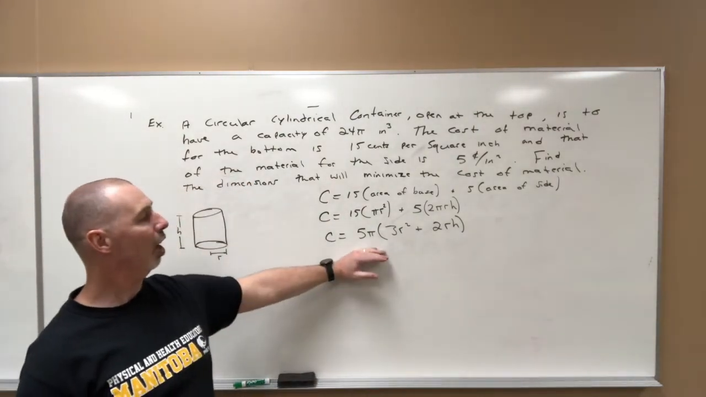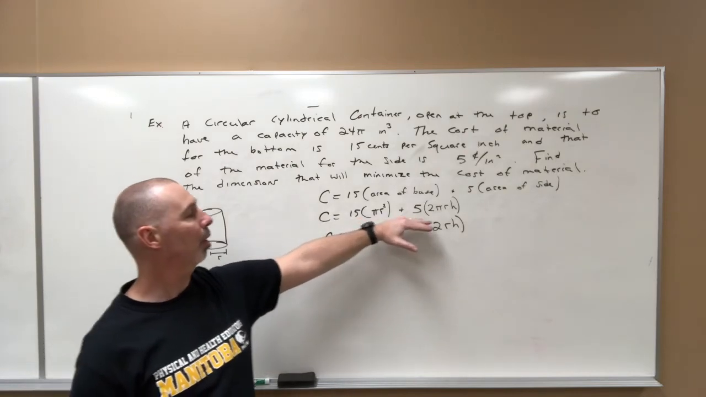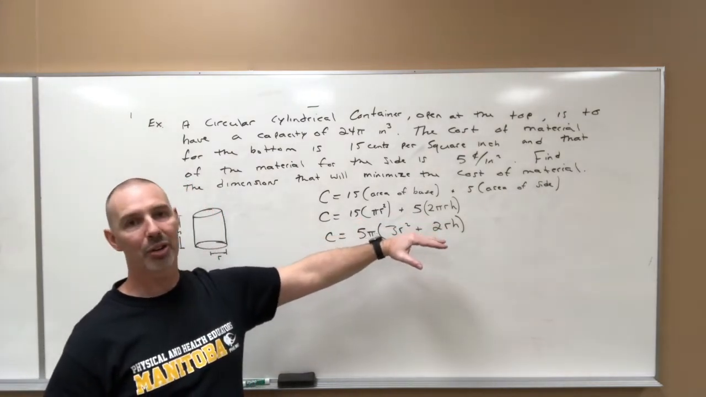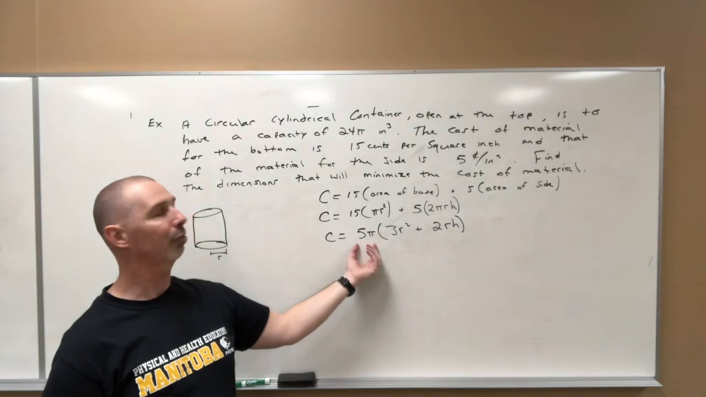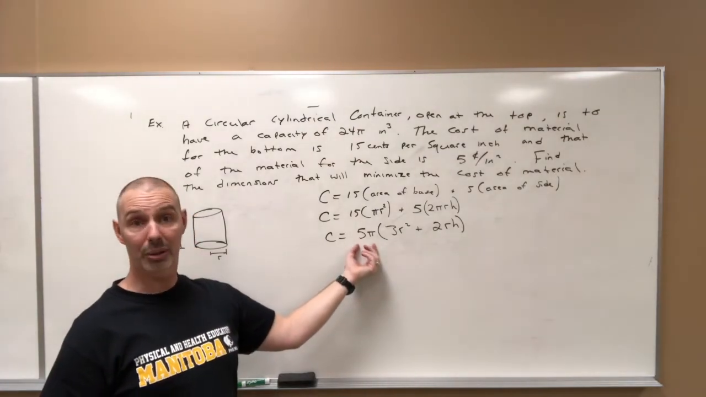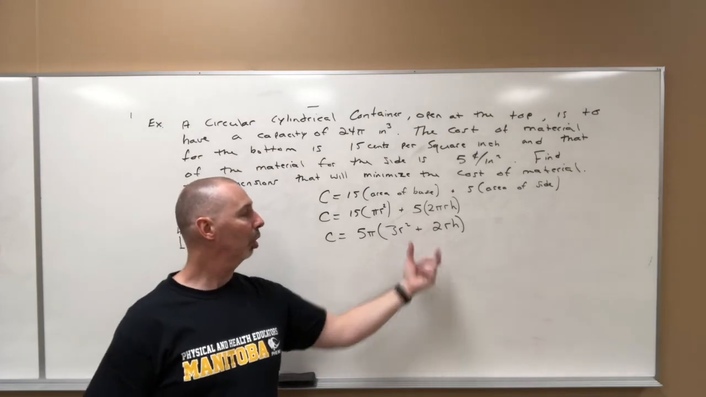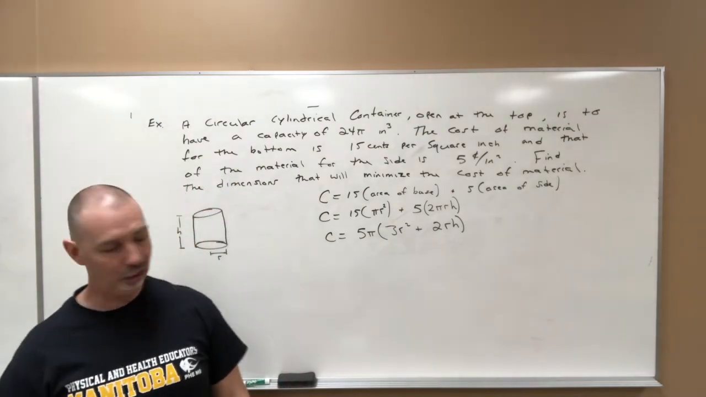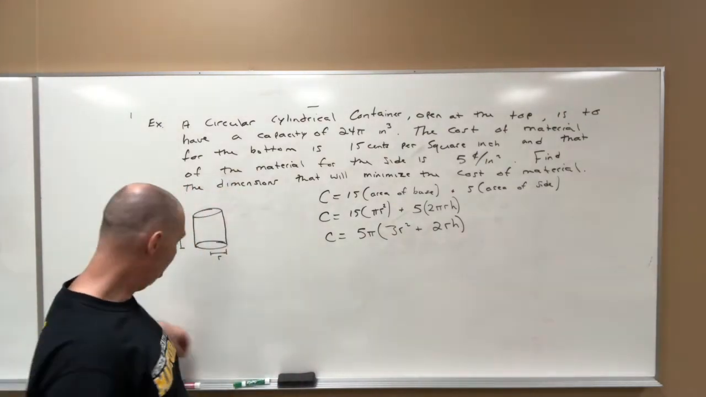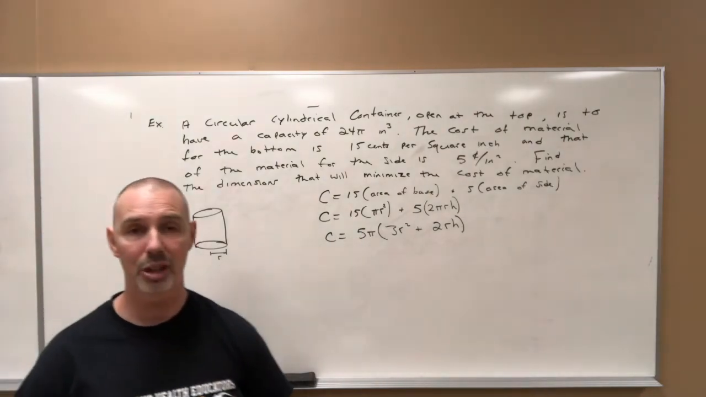I've factored out a 5 pi. If we see here, we've got a 15 pi and a 10 pi. It's a common factor of 5 pi, so I pulled that out front as just a constant. It's going to make the derivative easier to take, leaving us with 3r squared plus 2rh as our formula for the cost of the material.